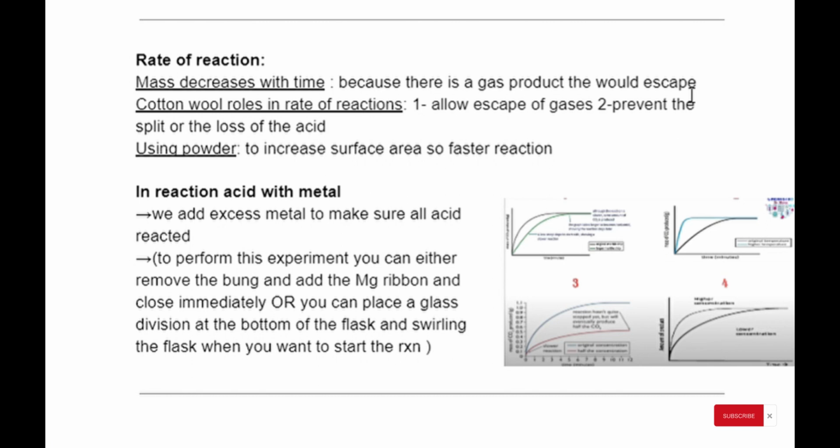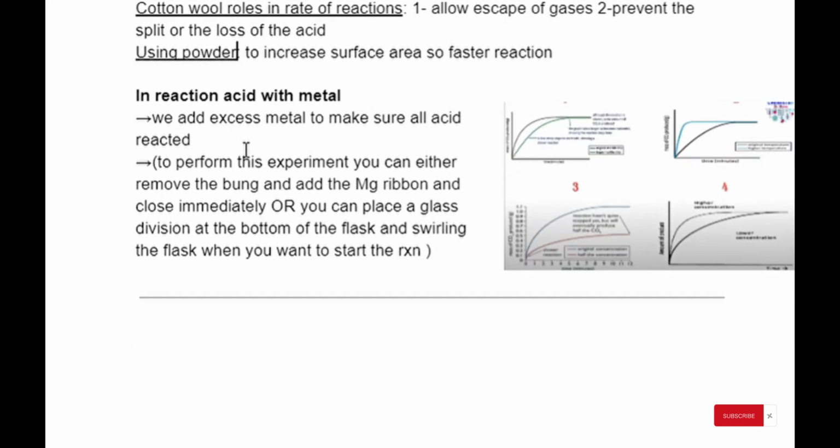Now this one shows you that the gas can escape firstly, and secondly it prevents the acid from being lost. Now, talking about using powder: why do we use a powder rather than huge pieces of a certain substance? It is to increase the surface area so we can have a faster reaction.